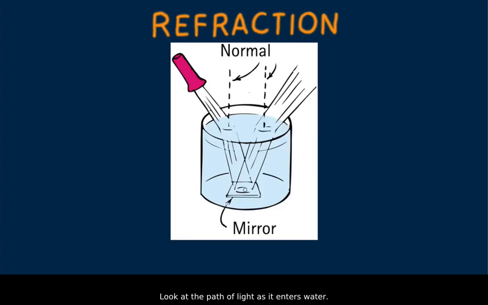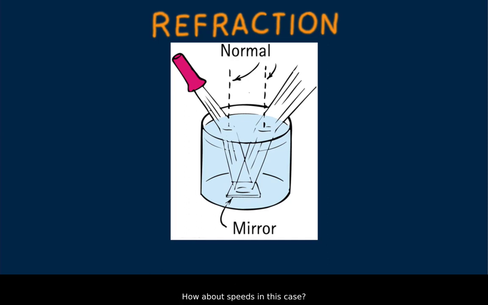Look at the path of light as it enters water, reflects from a mirror, and exits the water. Light bends toward the normal in passing from air to water, and reflects from the mirror with an angle of incidence and angle of reflection the same. Note that when it exits the water, light bends away from the normal.